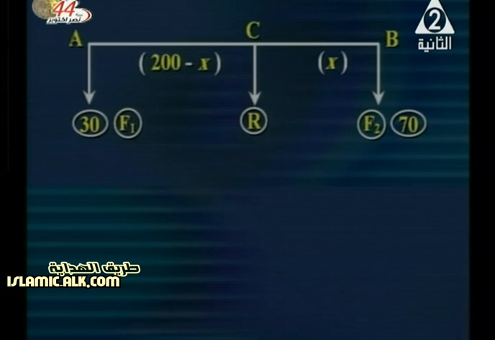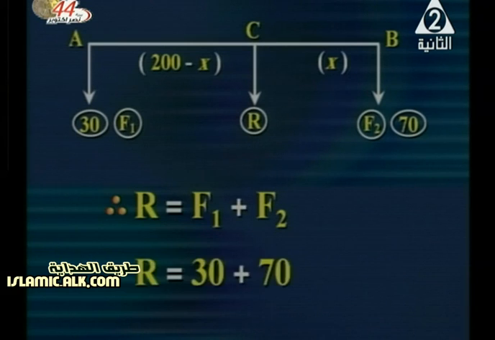Let C belong to AB, such that BC equals x, AC equals 200 minus x. Remark, dear student, R acts at point C, C belongs to the AB line segment. What is the value of R? The value of R equals the sum of the two forces, F1 plus F2 equals 30 plus 70 equals 100 Newton. This is the magnitude of the resultant.